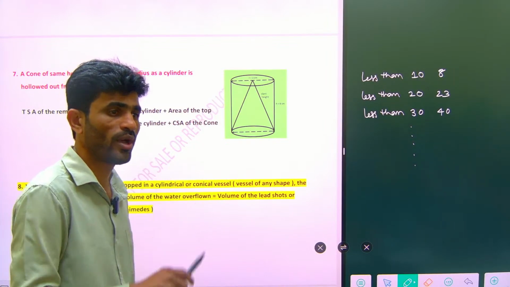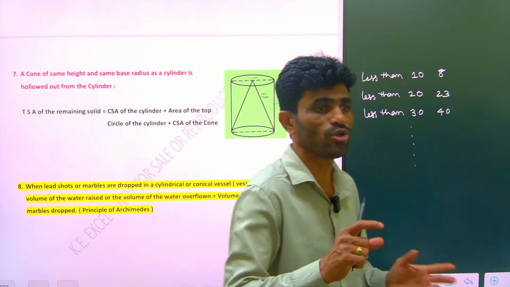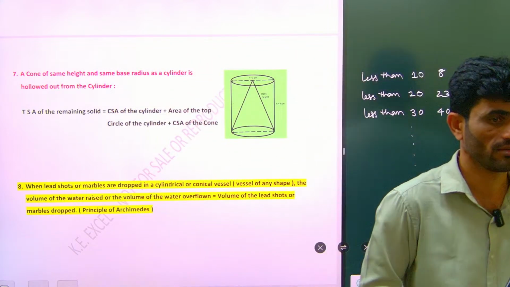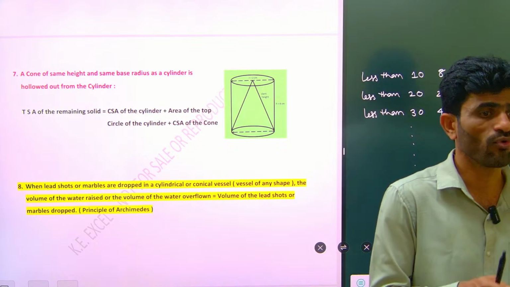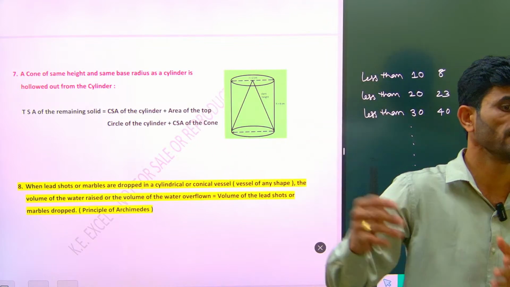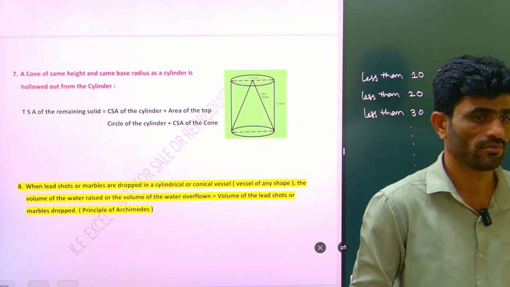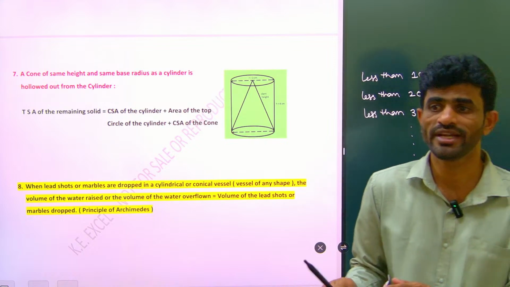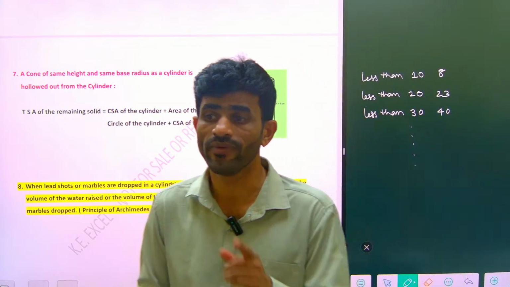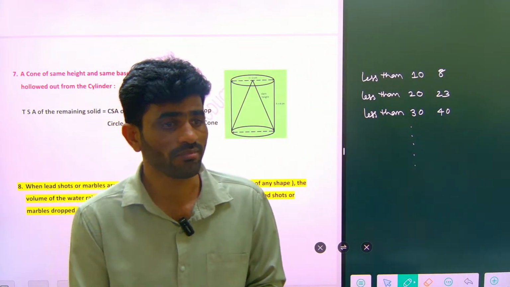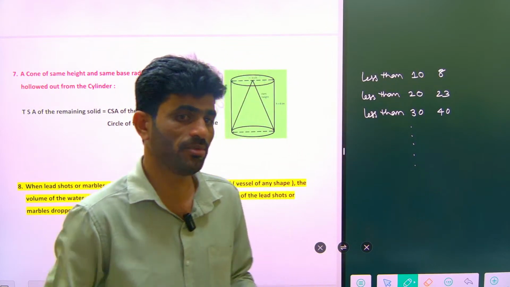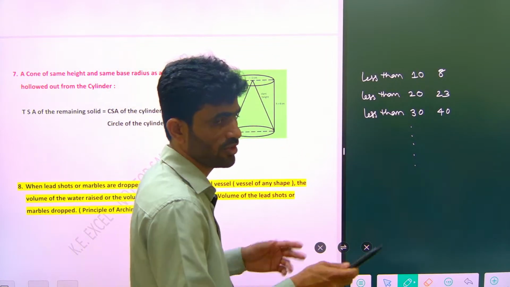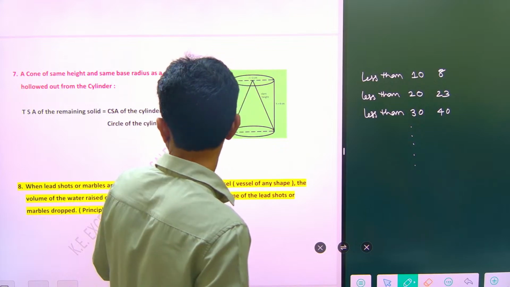Understand? Do you know one more important piece of information? The ratio of volumes of cone and cylinder is 1:3. One time if the cone is there, 3 times the cylinder will be there. Volume of the cylinder will be 3 times the volume of the cone, when their bases are the same and heights are the same. Bases are same, heights are same, the ratio will be 1:3. Understand?